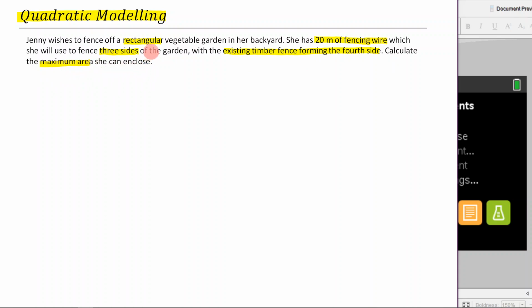Take note of the fact that I have highlighted all the key information in the question. This is something that you should very much do when you're doing questions for your exercise and also in tests and exams. Have a highlighter or have a pen and underline the keywords.